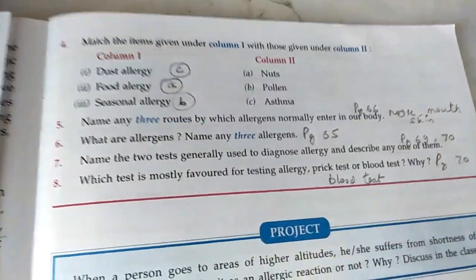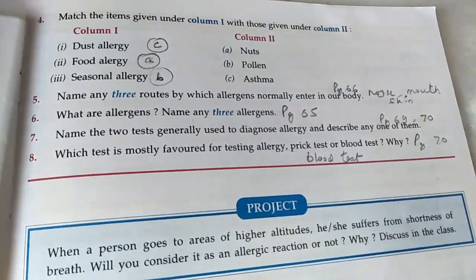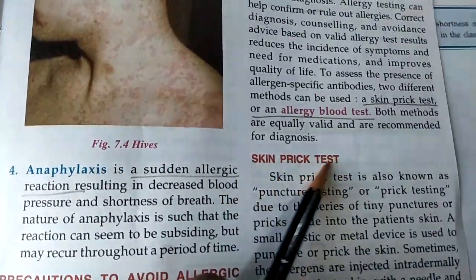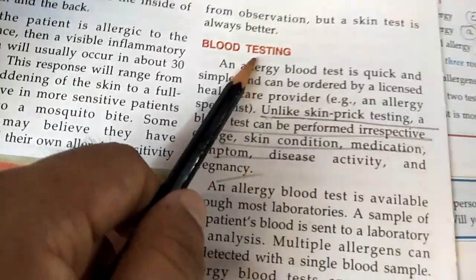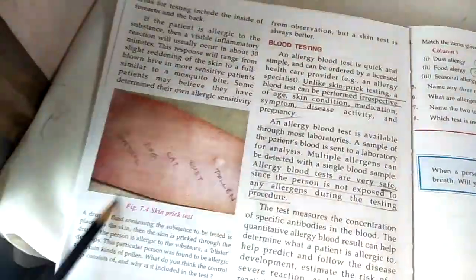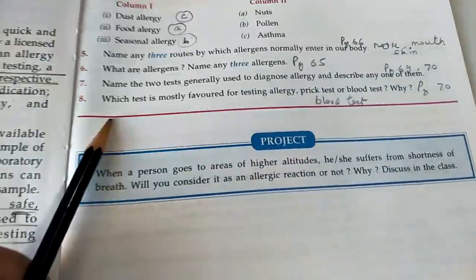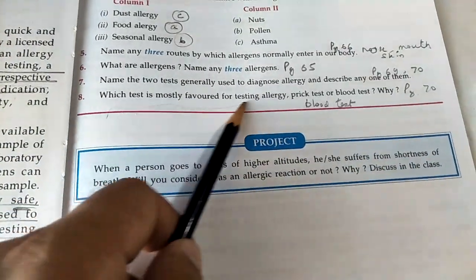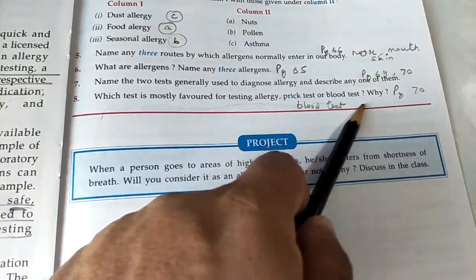Now we go to the next one here, which is name any two tests that are used for the diagnosis. If we go to page number 69 and 70, it is given here. The first one is skin prick test, and the second one is blood test. Both the tests are given here, and if you want to describe any one of them, you can just use any one of the descriptions. The last question says which test is mostly favored for testing allergy, prick or blood test, and why?